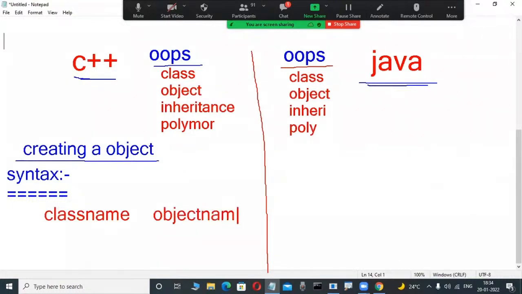This is the syntax to create an object from a class in C++. Creating an object is similar in Java also. Now observe here, suppose you want to create an object of some class. Don't worry, what is that? Creating an object from a class in Java.